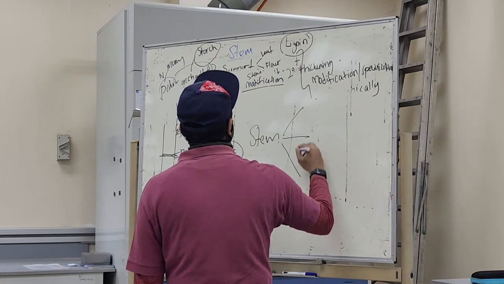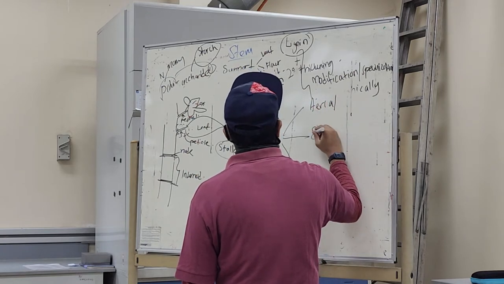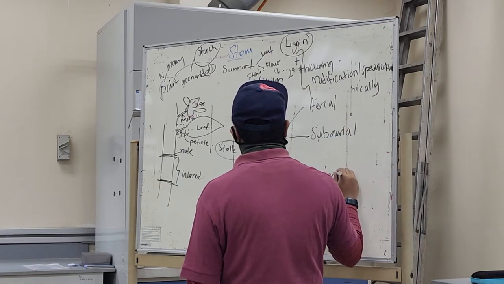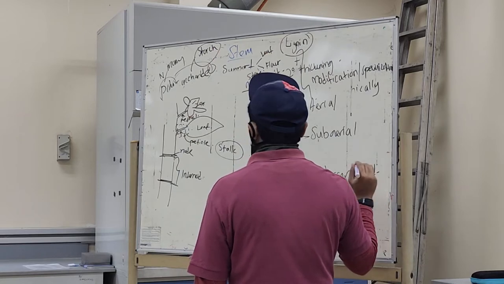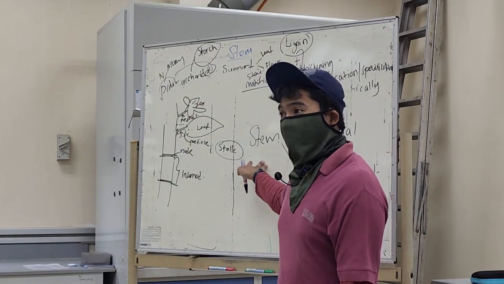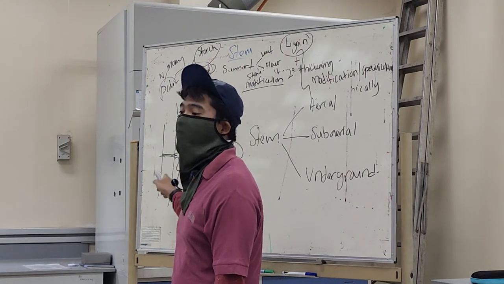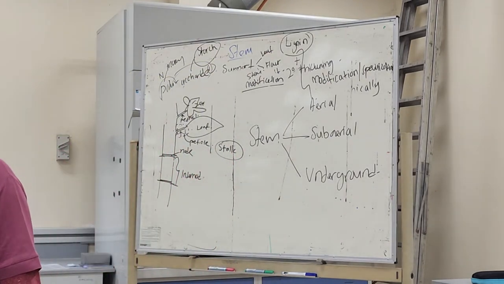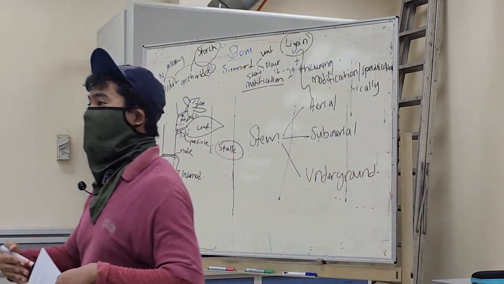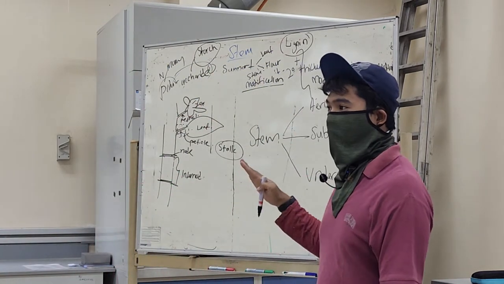So it can be aerial, subaerial, and also underground. Depending on the plant species, the stem is not always like this. This is what you would usually see in your textbook. This is regular. But in many other species, the stem is not presented to you visually in this form, because they are in different locations.